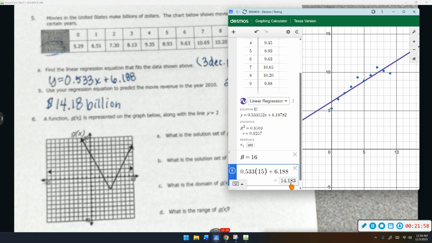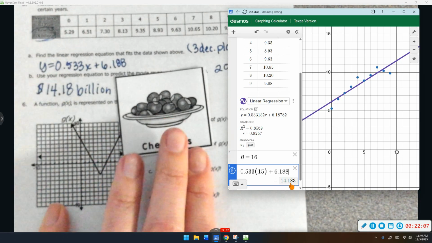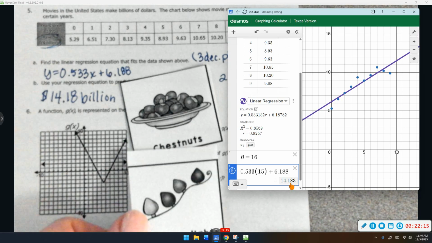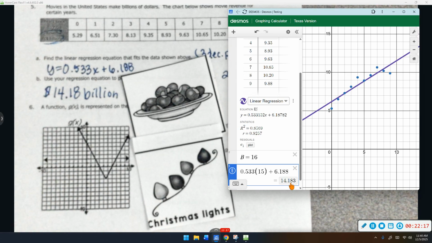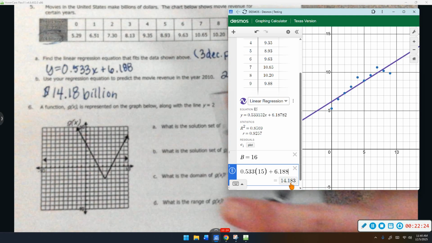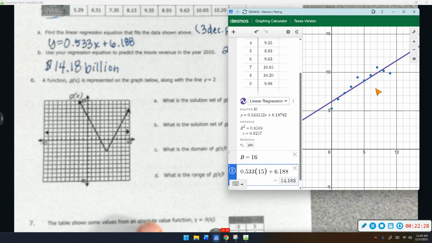Okay. Next 2. Let's see what we got. Oh. Chestnuts. And Christmas lights. Anybody have a bingo? Oh, we're so close. Okay. I'll do it after this next set. I know.